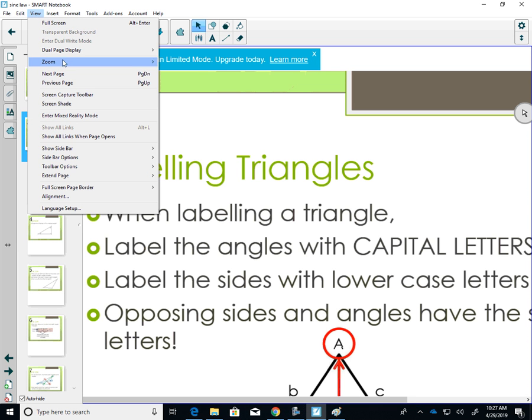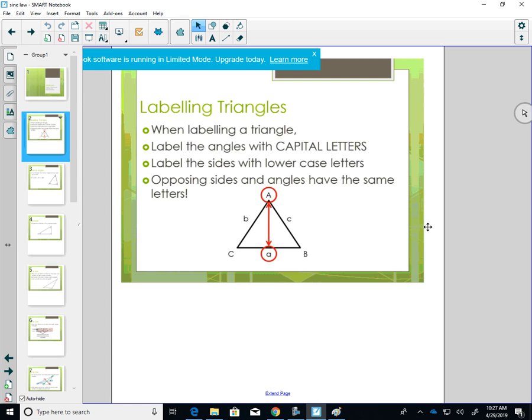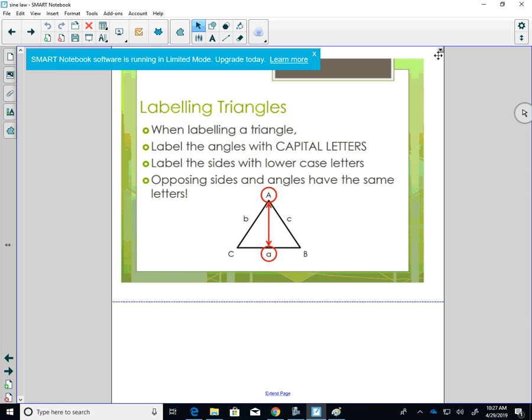Okay, so first thing, before we get into the sine law, let's talk about labeling triangles. When you label triangles, you label the angles with capital letters. And you label them on the outside of the triangle. Sometimes on the inside, but always capital letters. The sides are with lowercase letters.